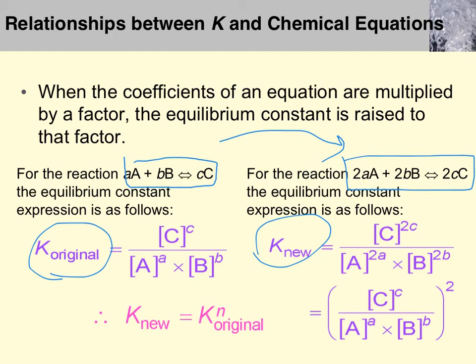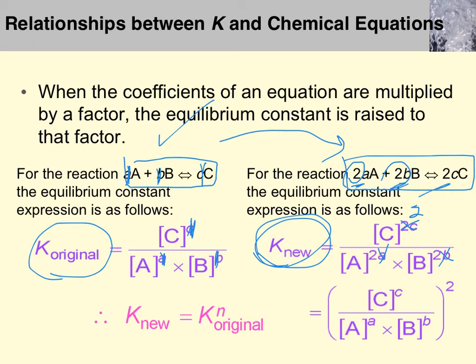Let's imagine that each coefficient in the left-hand standard equation was 1. That means the K we wrote would just be concentration of C divided by concentration of A times concentration of B. Now we've doubled, so now instead of all of the exponents being 1, they're all 2. So the value for the equilibrium constant would be quite different if the coefficients in the same reaction are different.